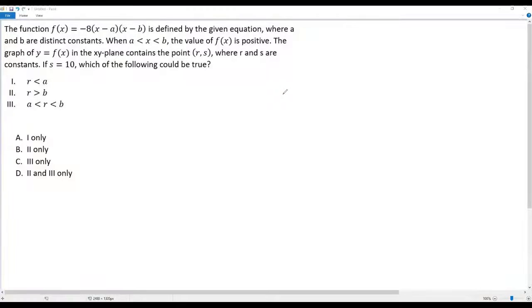Here we have a SAT math question. Okay, let's go with the information. The function f of x equals negative 8 times (x minus a) times (x minus b) is defined by the given equation, where a and b are distinct constants. For a less than x less than b, the value of f of x is positive.